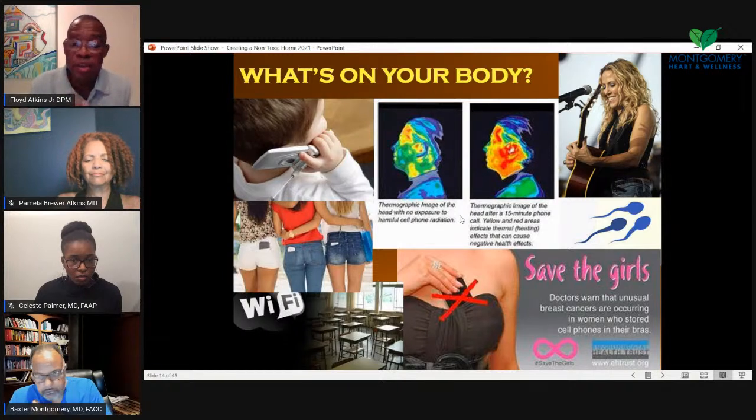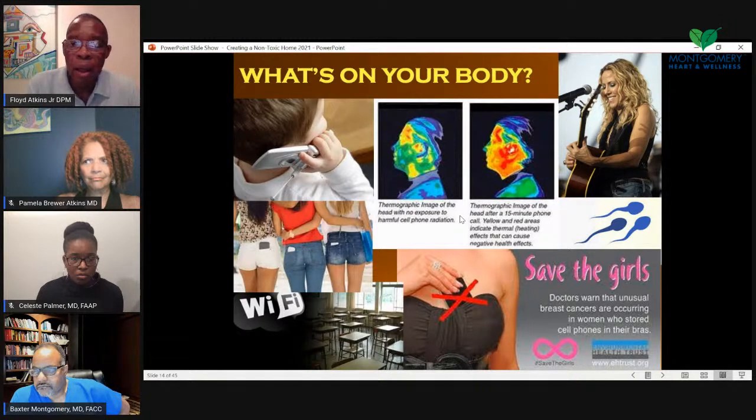Wi-Fi we'll talk about another day, but Wi-Fi radiation is another pollutant in our environment. Up in the upper right-hand corner, I have a picture of a singer. This is Sheryl Crow. Well, in 2012, she was diagnosed with a brain tumor, and she didn't know what was going on. She would try to sing a song and even forget the lyrics to her own songs. She had an MRI, and she was diagnosed with hemangioma.